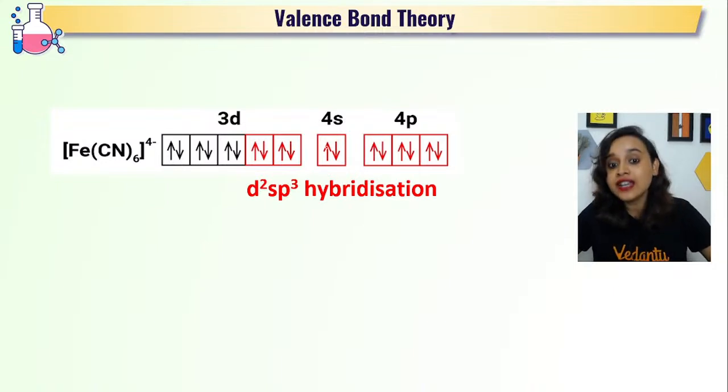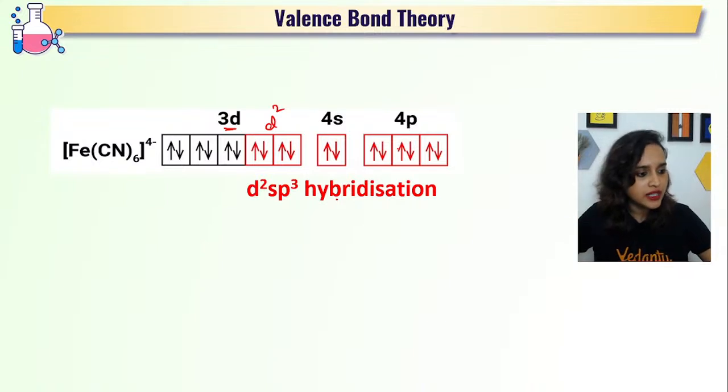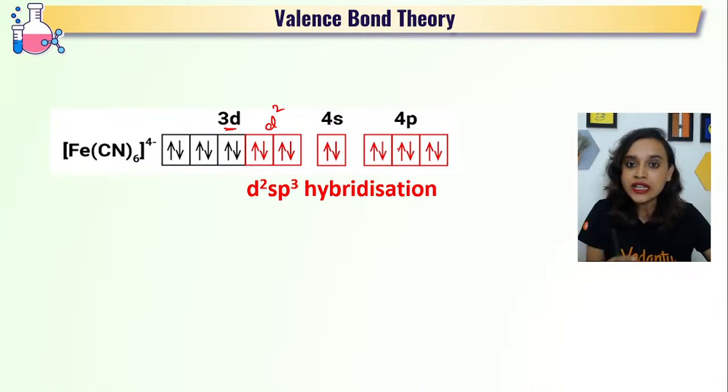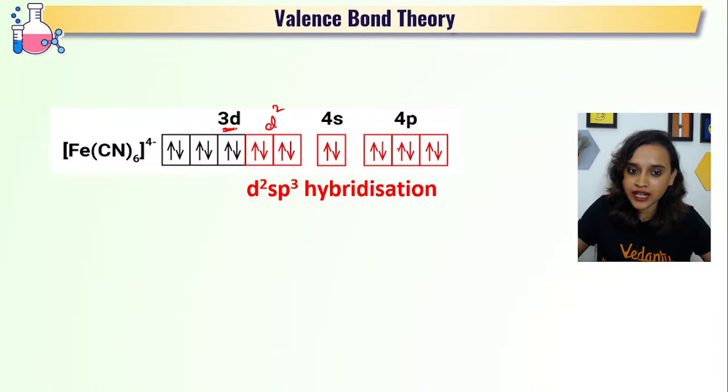But instead of writing sp3d2, because I see that the d is (n minus 1)d, it is d2. So let me write it as d2sp3 hybridization. Can I write it as d2sp3 hybridization, everyone? Are you understanding, guys? Then we will learn the postulate and everything will be clear. Because it is n minus 1. Clear?